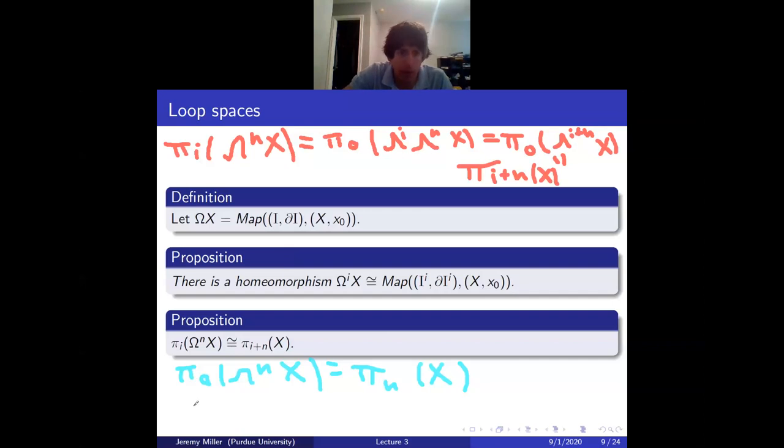So in particular, maybe I'll point out one special case of this. This is saying that pi 0 of loops in X is the fundamental group. So the fundamental group is just the set of path components of the space of based loops in a space X. Any questions or things I should repeat?